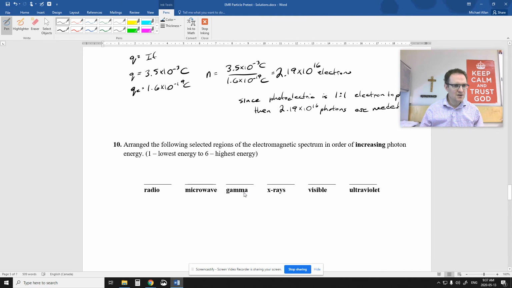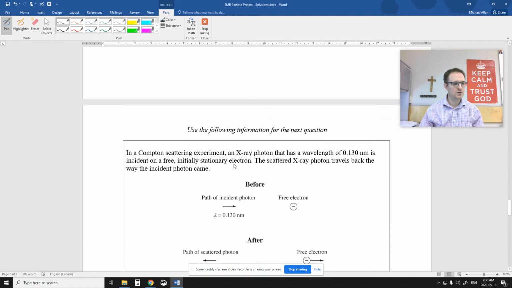Arrange the following in increasing photon energy. So from lowest to highest. The lowest energy is going to be the longest wavelength, so that's going to be radio. And then it's going to go radio, microwave, if that makes sense. Then it would go infrared, there's no infrared here. Then visible light, ROYGBIV all the way down to violet, and then ultraviolet on the outside edge there. So that's 4, and then 5, and then 6, X-rays, and then gamma rays being the highest. Cool.